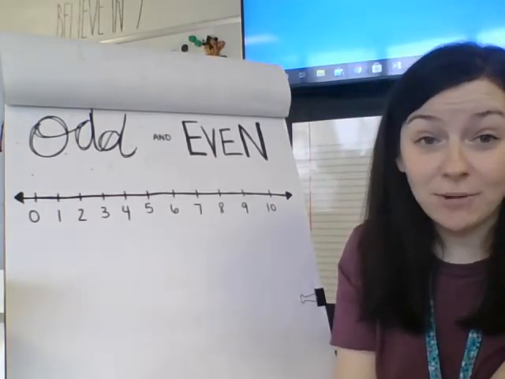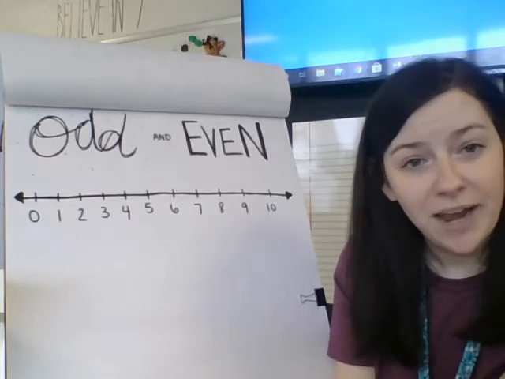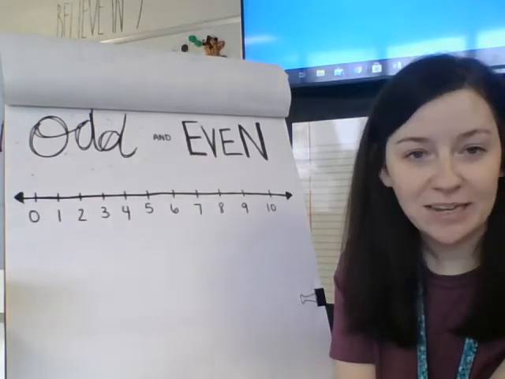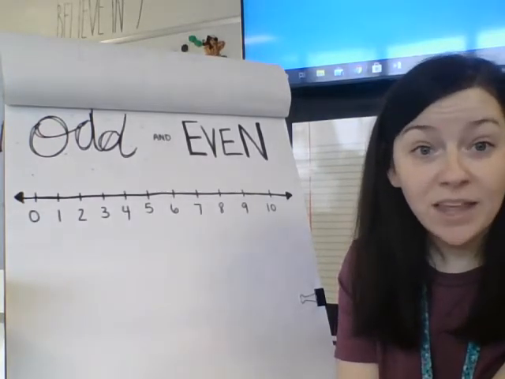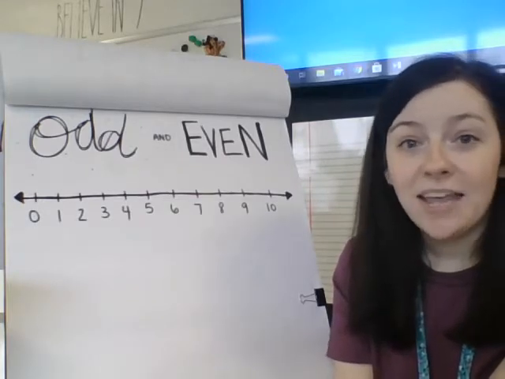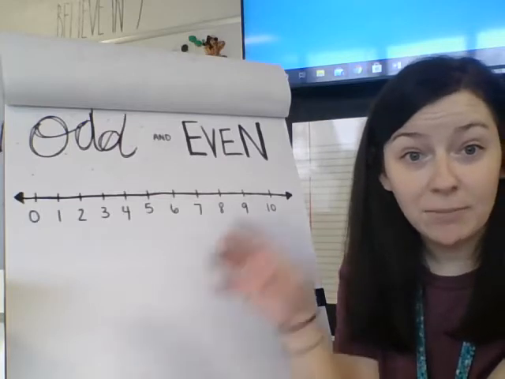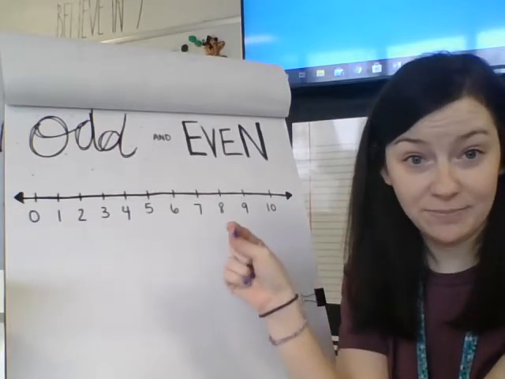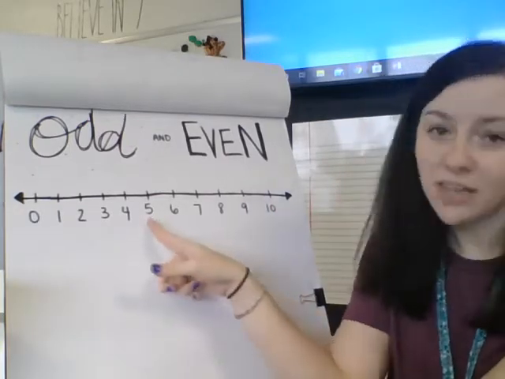Now, if we want to know if a number is odd or even, we want to know if it has pairs or not. Let me explain. An odd number has someone left out, an odd person out. If you have an even number, they can be made into even pairs always. Let me model for you. We're going to start with the number 5.